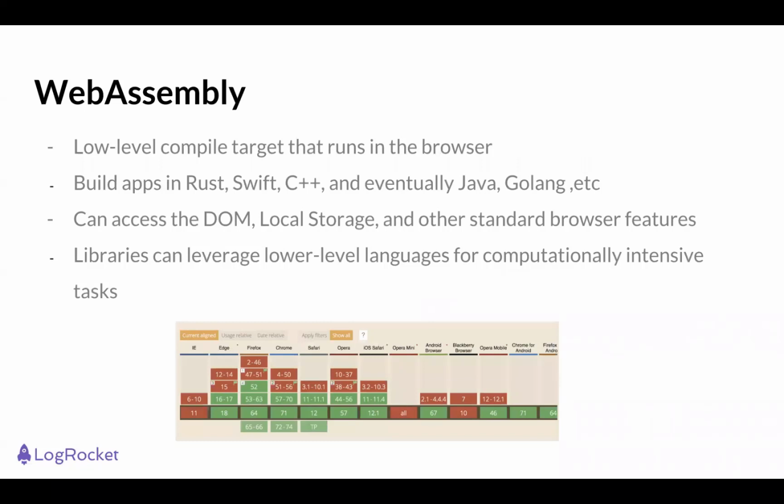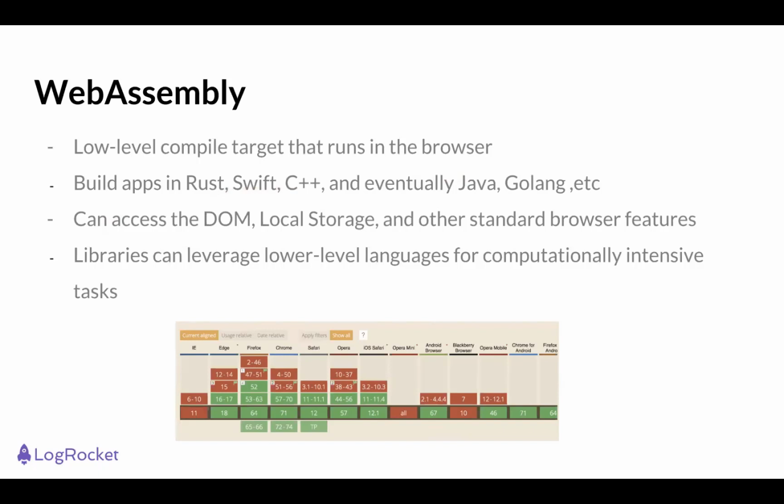WebAssembly, a brief introduction. This is a low-level compile target that runs in the browser. In the same way that if you build a C++ app and then compile it to run on a Mac or Windows, it's much the same. You compile the C++ to target WebAssembly and run it in the browser. And then the application can access the DOM, it can access local storage, so it can do all the same things that a normal web application could do.